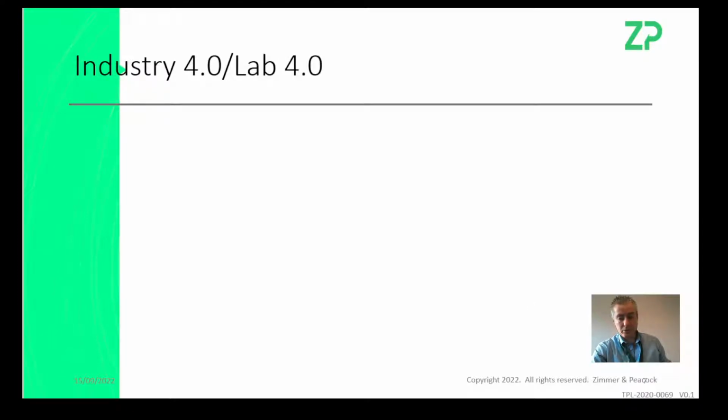Today I want to focus in on the process industries. At Zimmer Peacock, we are ISO 13485, so we have an excellent quality system around the development and manufacture of electrochemical biosensors. Electrochemistry is part of a science called electroanalytical chemistry, and it has a really big role to play in Industry 4.0 and Lab 4.0.